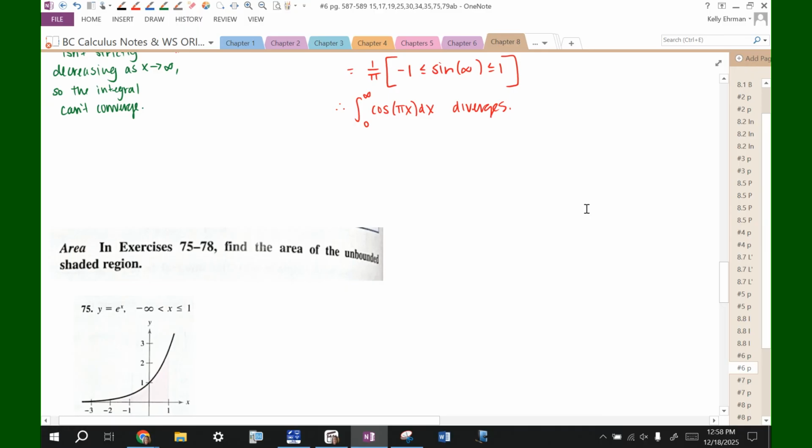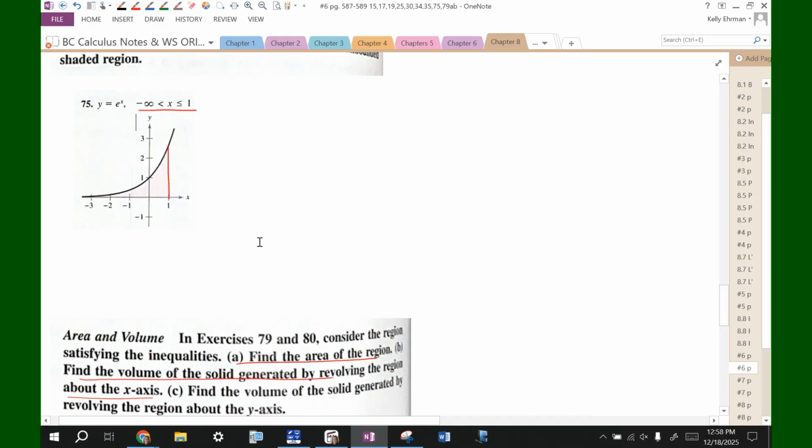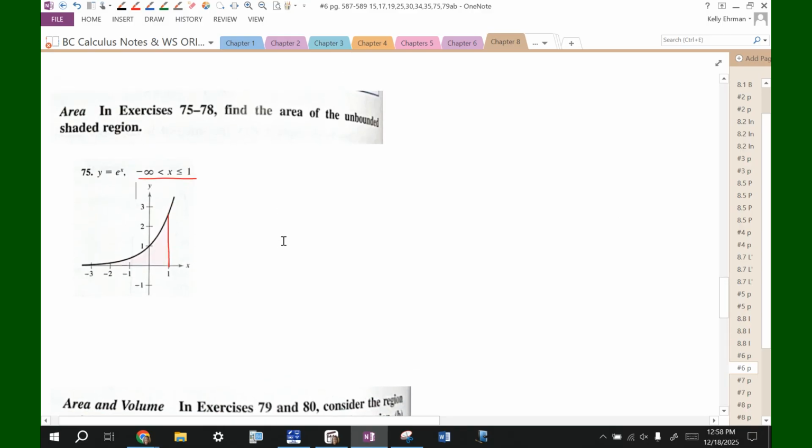Okay, for the next section, it says, find the area of the unbounded shaded region. It's a bit hard to see the shading here, but it looks like they have it defined there. Never mind. So we're just supposed to set up this integral here. Okay, so this is the integral from negative infinity to 1 of e to the x dx. So this time my limit notation should say the limit as a approaches negative infinity, and now it's the integral from a to 1.